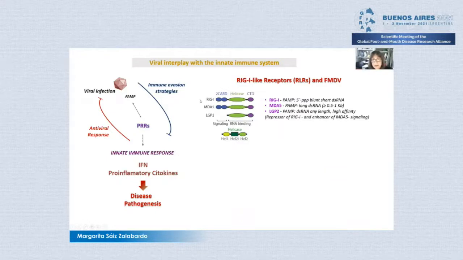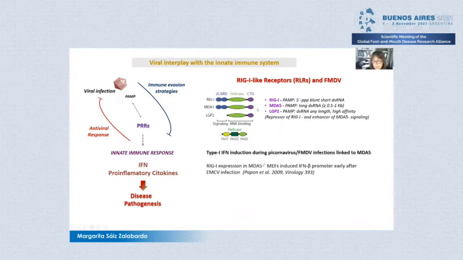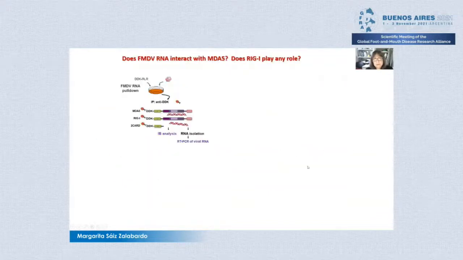consists of three members: RIG-I, MDA5, and LGP2. And type 1 interferon induction during the coronavirus and FMD infections is believed to be linked to MDA5. However, there are some reports suggesting the involvement to some extent of RIG-I, at least in early steps of the coronavirus infection. So we plan to address these two questions. Does FMD RNA interact with MDA5, and does RIG-I play a role?